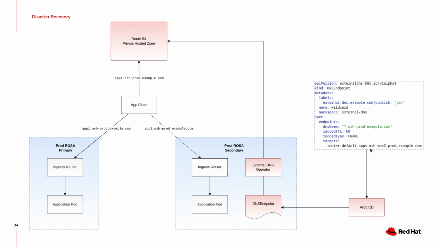So with the one change of this line, we are able to reroute the traffic of multiple applications, all of those which match the record, which are typically all the applications on the cluster, to the other region, to the other cluster.